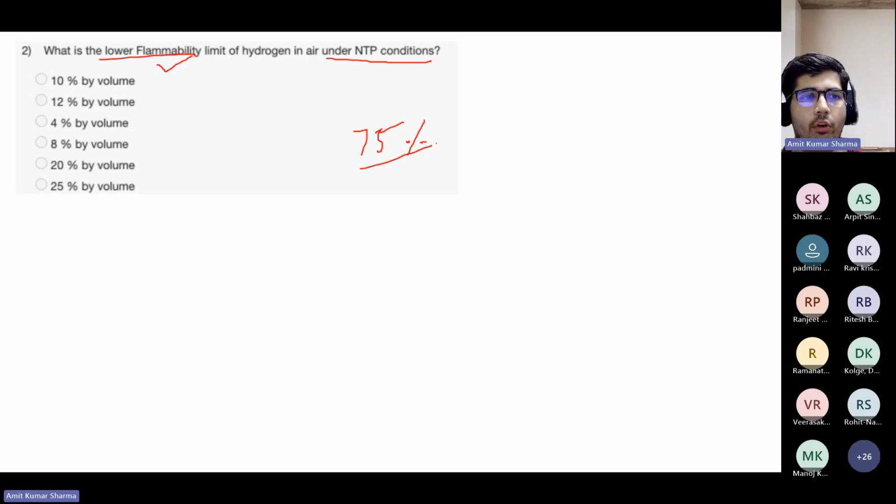So the lower limit is 4%, and it is between 4 to 75%. Higher limit is 75%. So below 4, it is a very lean mixture. Above 75, a very rich mixture. In between, it is possible for any ignition or any chance of fire. So the correct answer is 4% by volume.